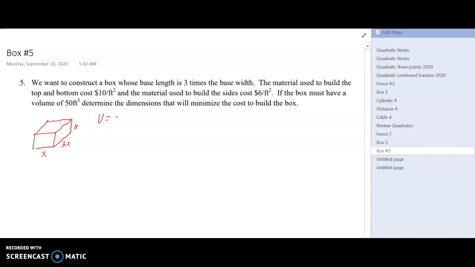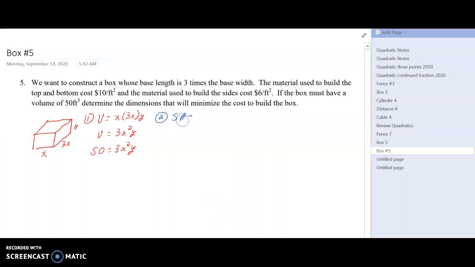We know the volume of the box is length times width times height. So x times 3x times y, so 3x squared y. We know the volume is 50, so I'm going to substitute that in. So that's equation number 1. As I mentioned, we're always going to have 2 equations. One is called the constraint. The other one is going to be the min or max function.